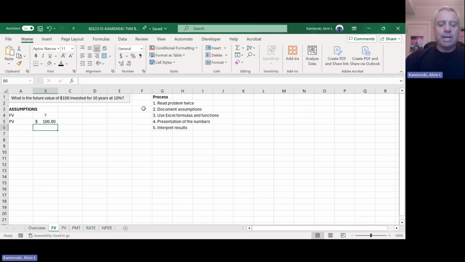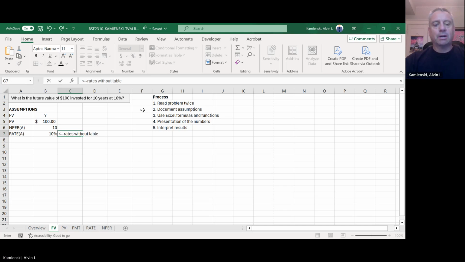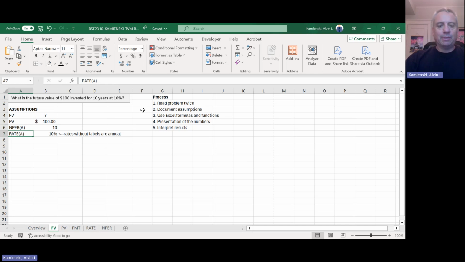Then I see I want to know in 10 years, which we would call the number of periods, which for us is going to be an annual number of periods. And then I see a rate of 10%, which I'm going to put in as a decimal and then make into the percentage format. And then I too am going to qualify by making that rate annual. And one thing I want to remind us is when you see a rate, rates without labels are annual. A rate would have to be listed 10% daily or 10% weekly for it to be not annual.